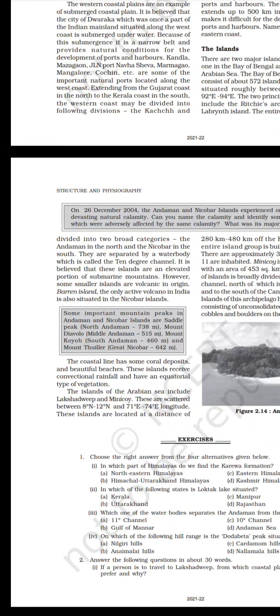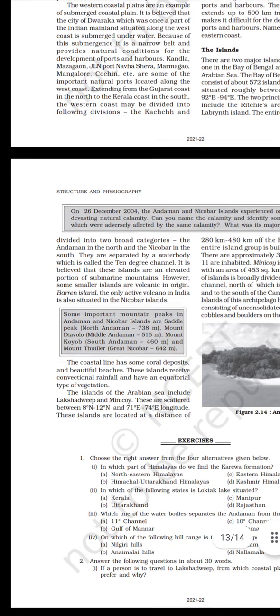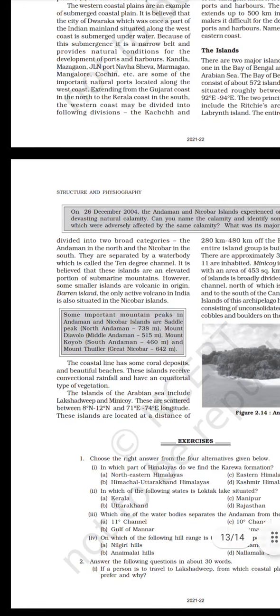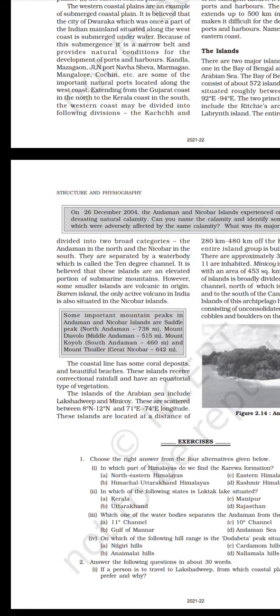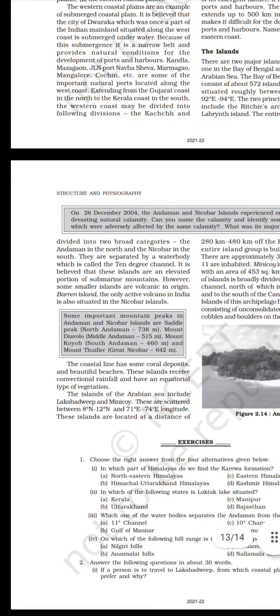It is believed that these islands are an elevated portion of submarine mountains. However, some smaller islands are volcanic in origin. Barren Island, the only active volcano in India, is also situated in the Nicobar Islands. On 26 December 2004, the Andaman and Nicobar Islands experienced one of the most devastating natural calamities. Can you name the calamity and identify some other areas which were adversely affected by the same calamity? What was its major consequence?